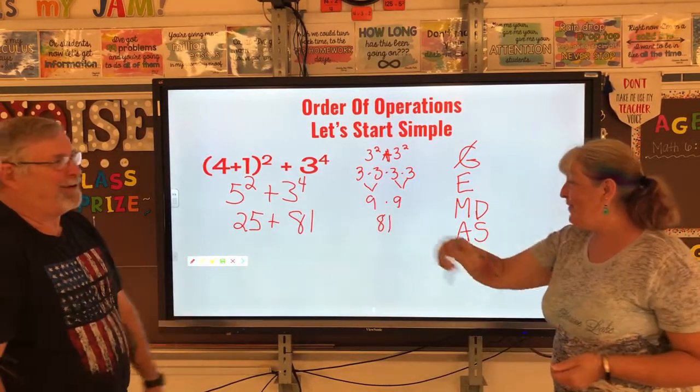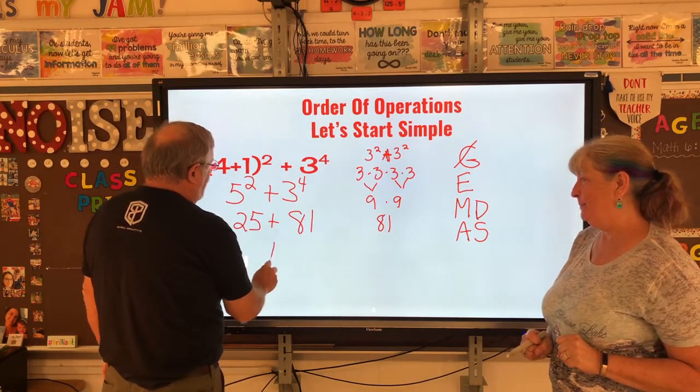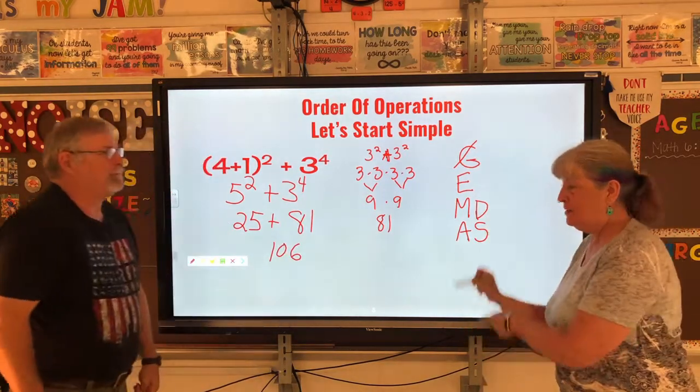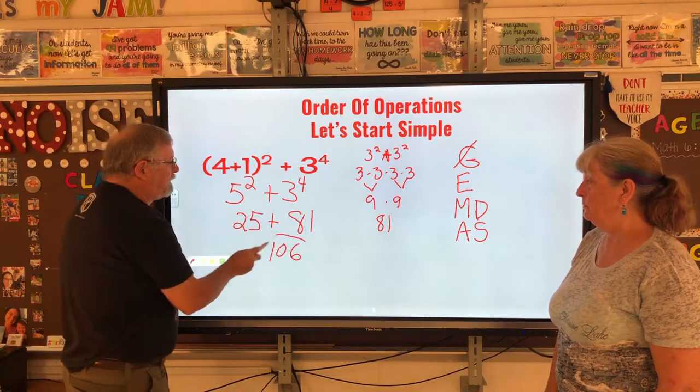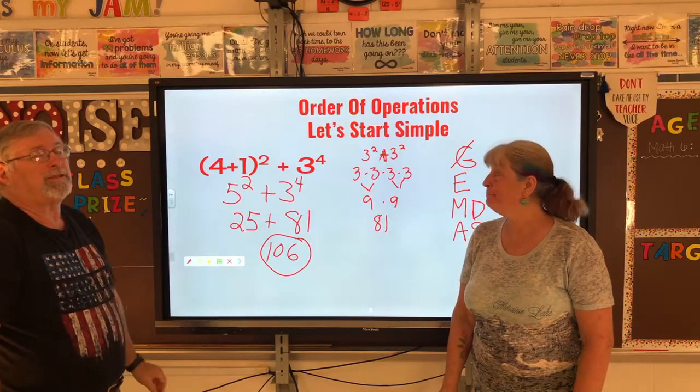Okay, I guess we will add those up. So 25 plus 81, that looks to me like 106. And then circle that final answer. Please circle your final answer. And notice, we showed our work. Always good to show your work.